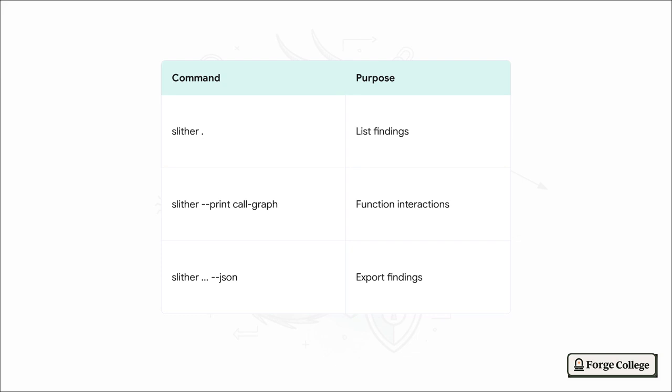But sometimes, you need a different lens. Running slither --print call-graph doesn't just look for errors, it actually maps out how all your functions interact with each other. It's super cool. And finally, if you want to export all that structured data for offline analysis, you just tack on the --json flag to package those findings up neatly into a file.